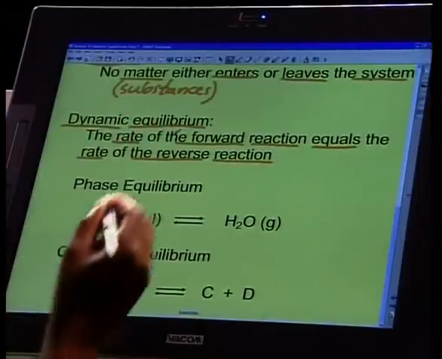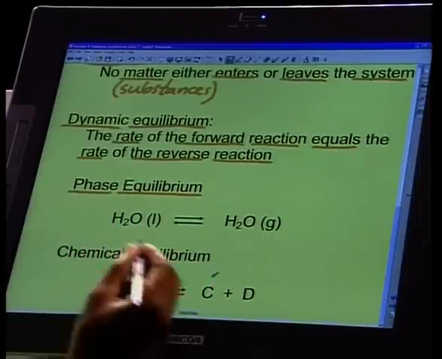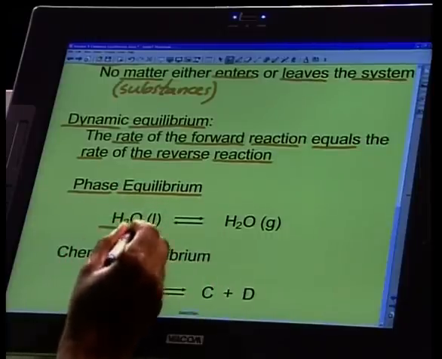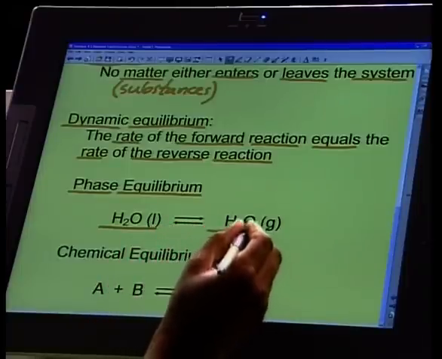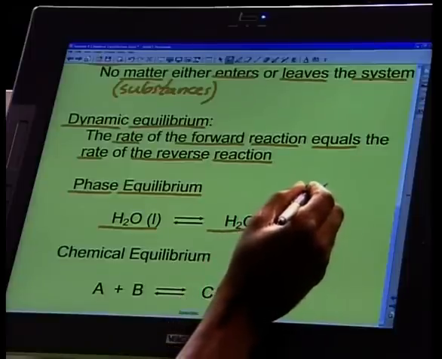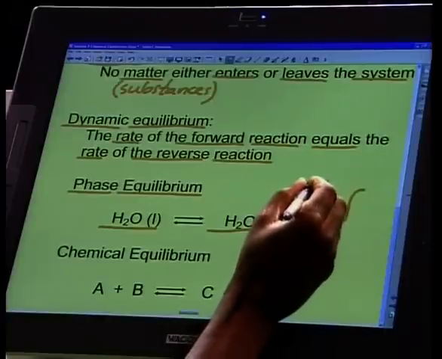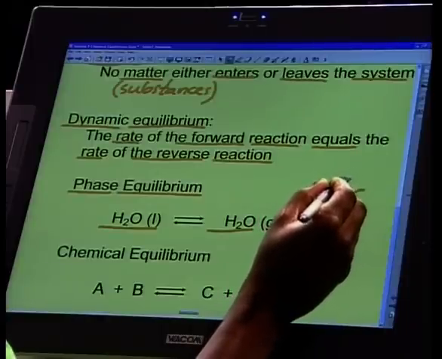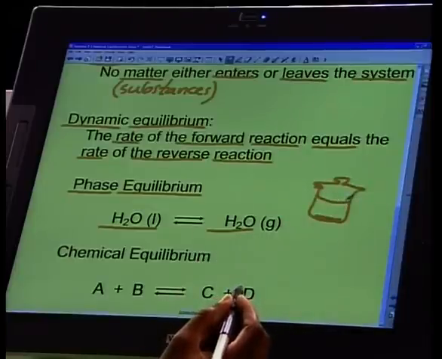Okay, now we can have different types of this dynamic equilibrium. This dynamic equilibrium could be phase equilibrium. For example, when you have got water in the liquid form boiling to give us water in the gaseous form, and say it's boiling in a closed system now. So boiling in a closed, airtight flask or container like that.